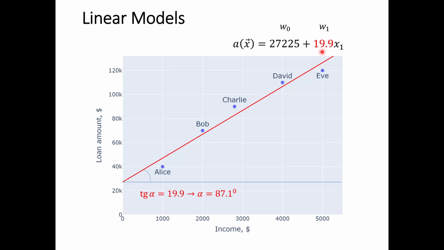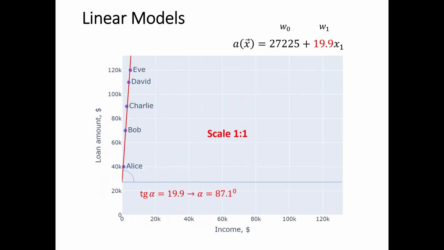The weight W1 is equal to the tangent of the angle between the line and the x-axis. By calculating the arctangent of W1, we can determine the angle. In our case, it is 87.1 degrees. It may not be obvious from our graph that the angle between the line and the x-axis is close to 90 degrees. The reason is that the axes have different scales. Income changes in steps of 1,000, while the loan amount changes in steps of 20,000. If we use a 1-to-1 scale, it becomes clear that the angle is indeed close to 90 degrees.